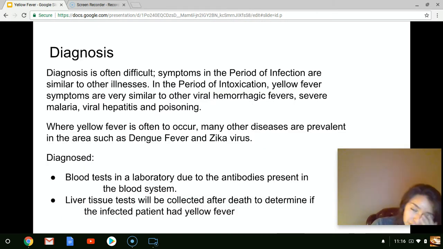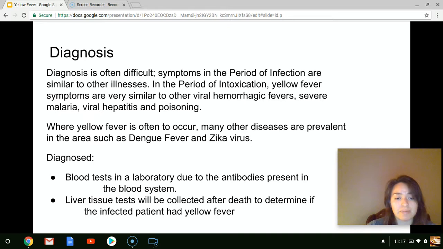So diagnosis is difficult because it is similar to so many other viruses, especially in the early stages of infection. And then in the later stages of infection, it's very similar to other viral hemorrhagic fevers. And it's also confused with severe malaria, viral hepatitis, and poisoning. And where it occurs, other viral hemorrhagic fevers are likely to occur since it's prevalent in developing countries.